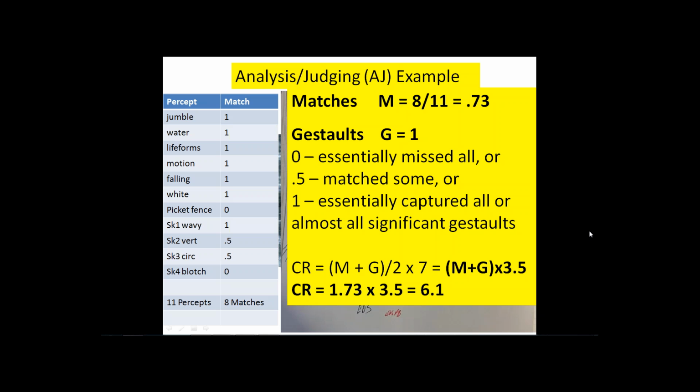Okay. So just do your arithmetic. Is that your understanding of how Joe did it? Yeah, right. He wouldn't look at the gestalts that were wrong, like a person, and take anything off. The G of 1 would mean, yes, you got the major gestalts. That was my understanding too.